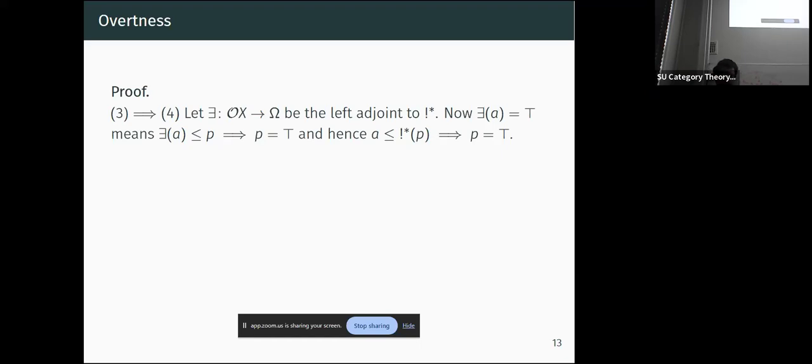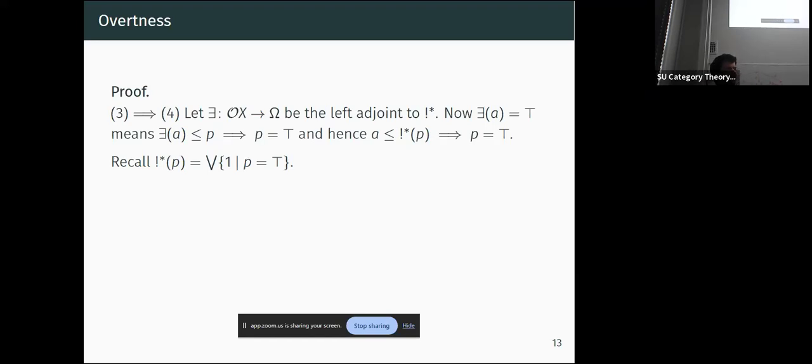So that means whenever exists A is less than or equal to some P, P must be true. That's kind of clear. If exists A is the largest element, whenever it's smaller than a P, P must be true. But now exists A less than or equal to P, by the adjunction, is true if and only if A is less than or equal to shriek star of P, because it's a left adjoint, right? So this means that whenever A is less than or equal to shriek star of P, P must be true. So that's just using the property of being an adjoint.